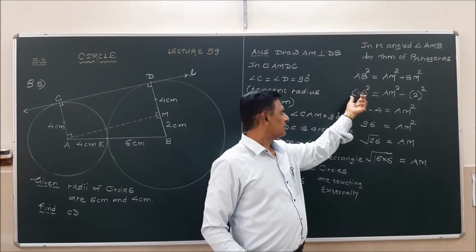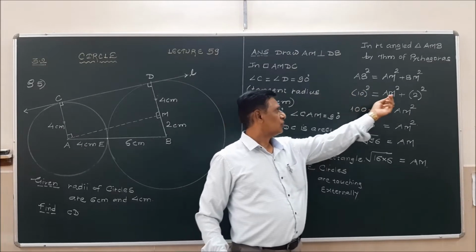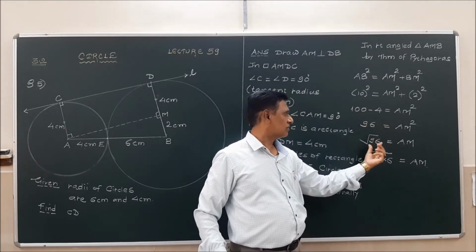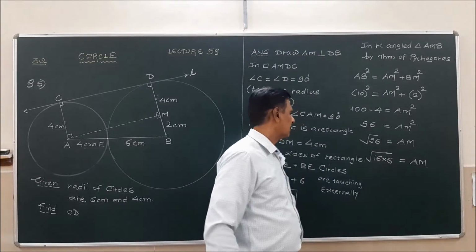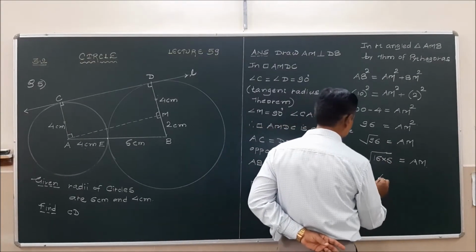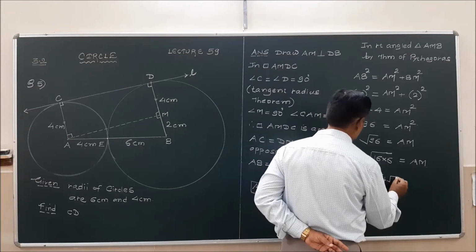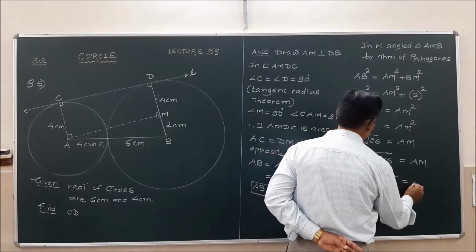AB is 10, 10 square is 100. 2 square is 4, so 96 is equal to AM square. Root of 96 is equal to AM. Root 16 times 6 is 4 root 6, which is equal to AM.